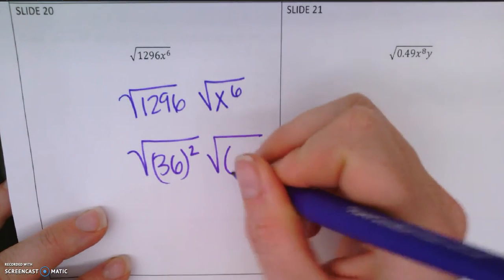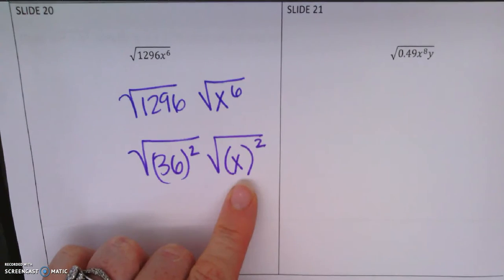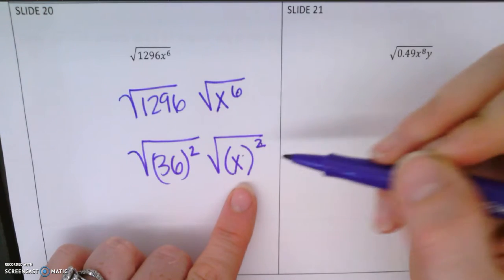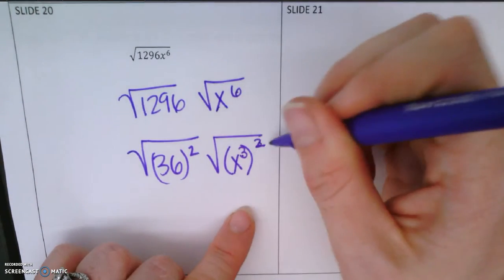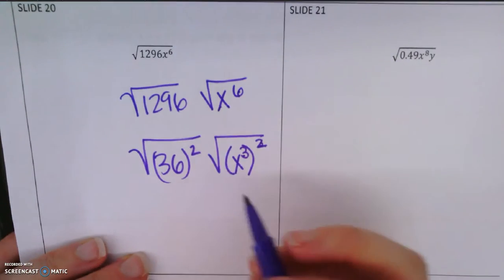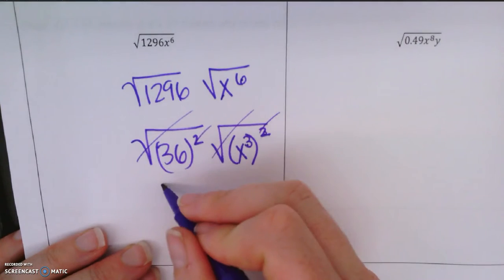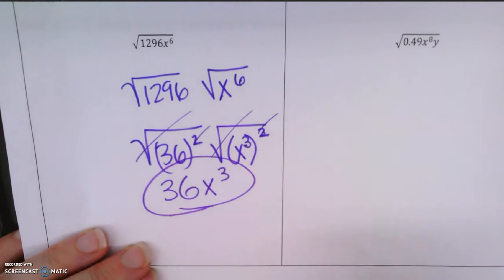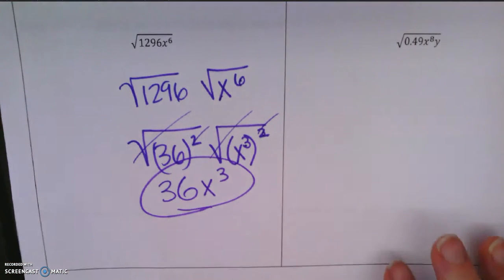And let's think about how I can rewrite this x so it's being squared. X to the 6. Well, power to a power, you're going to multiply. So something times 2 equals 6. So that's going to be 3. So notice square roots and squares cancel each other out. So you end up with 36x cubed for your final answer. Nice. Let's take a look at the next one.